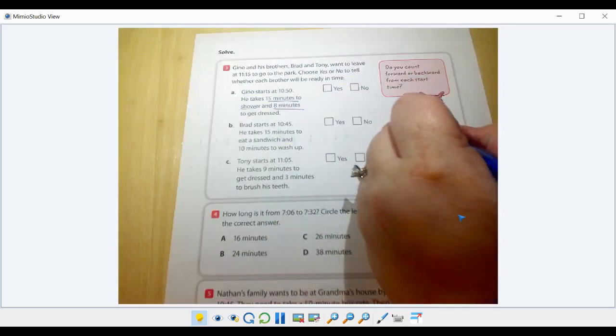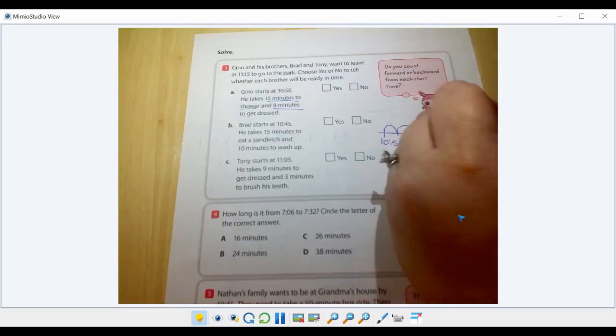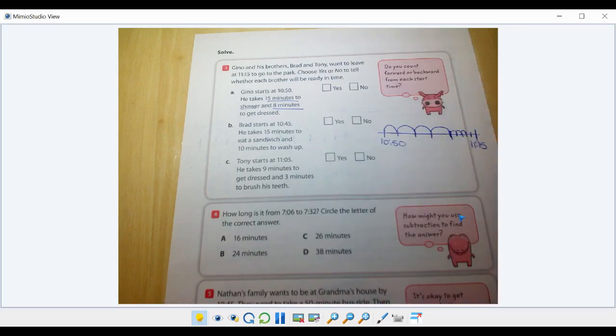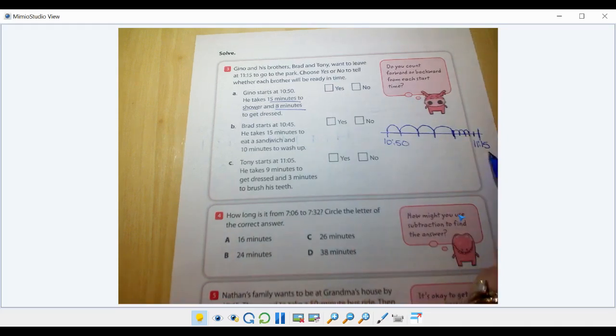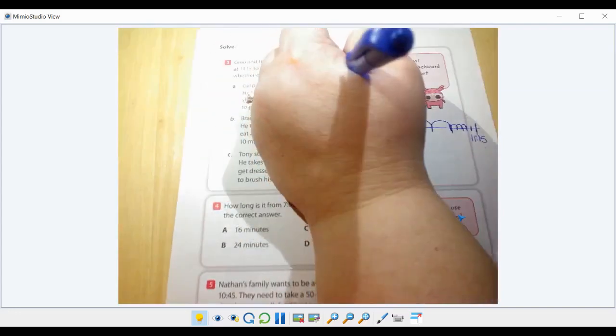Then he needs 8 minutes to get dressed. 5. Uh-oh, I gotta break this one up. 6, 7, 8, 9, and then this one would be 5, 6, 7, 8. So would he be ready in time? Well, did he get finished before 11:15? Yeah, we didn't make it all the way there. So yes, he would be ready in time.